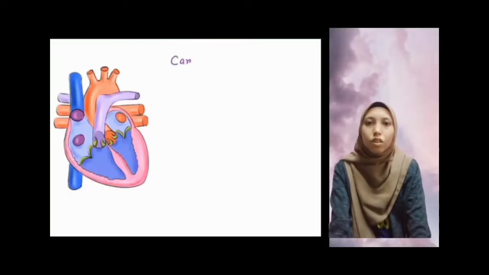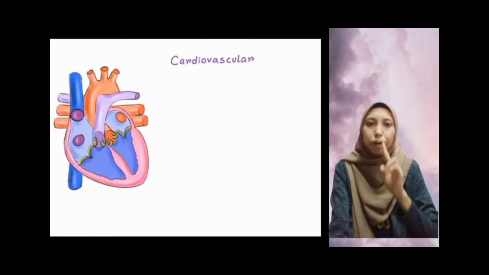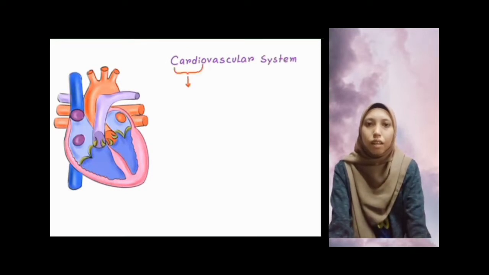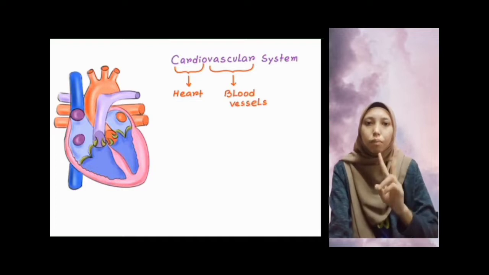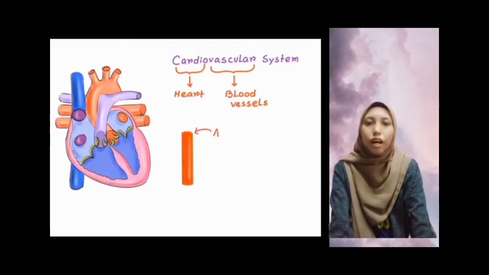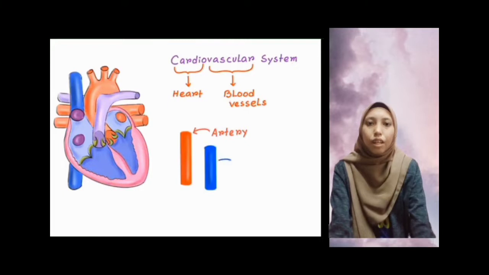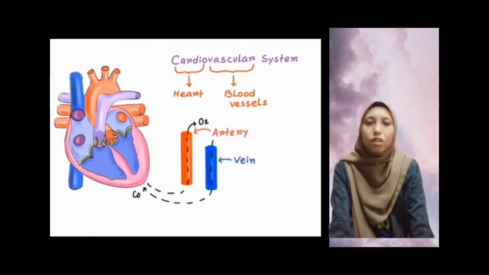For my part, I will show you the frontal view of the human heart. But before that, let me explain briefly about the cardiovascular system. The cardiovascular system actually has two parts. Cardio means heart and vascular means blood vessels. There are two types of blood vessels, which are artery and vein. Veins carry deoxygenated blood toward the heart, and arteries carry oxygenated blood away from the heart.